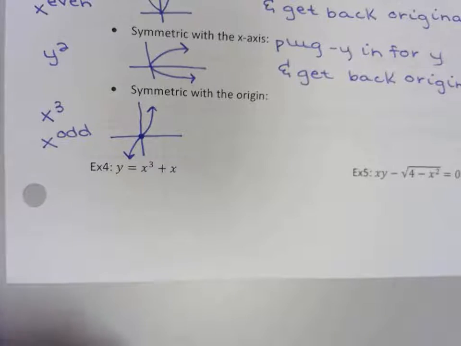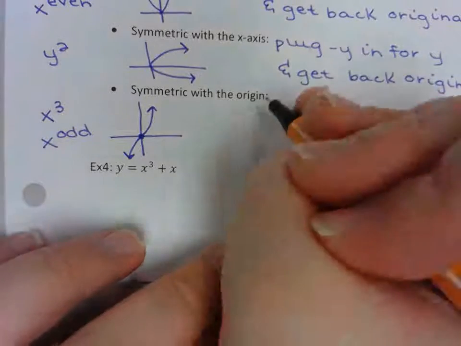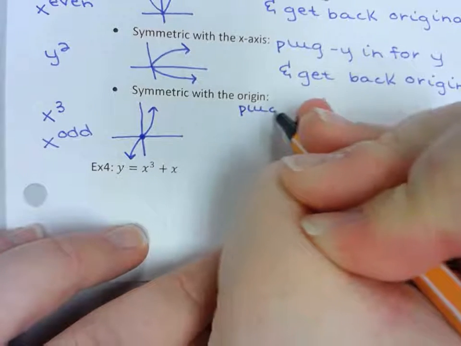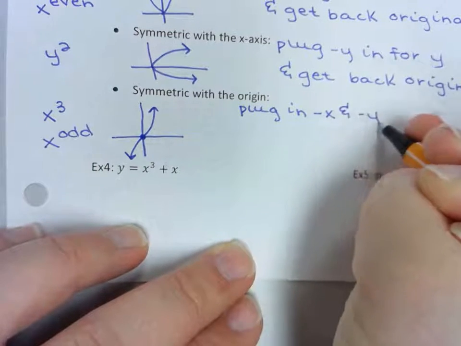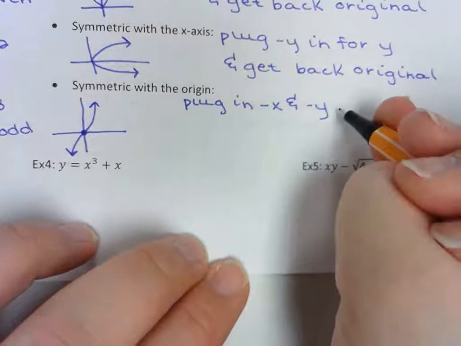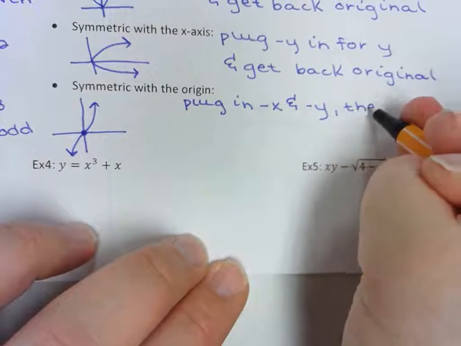Now, to find whether it's symmetric with the origin, you have to plug in negative x and negative y, then get back the original.